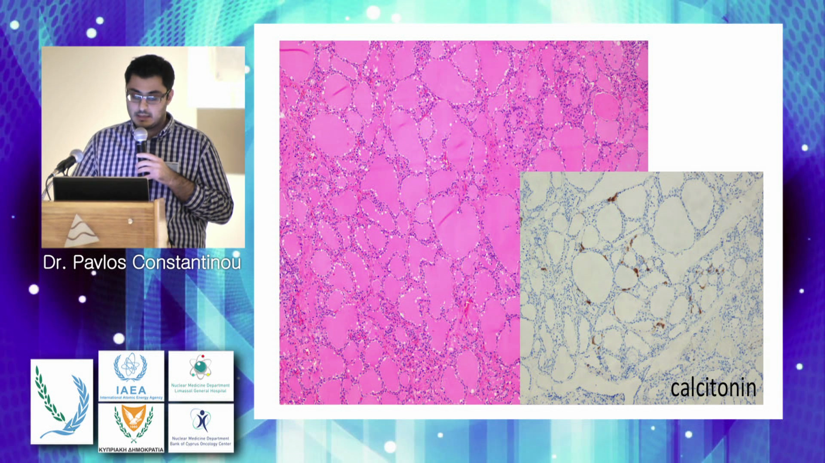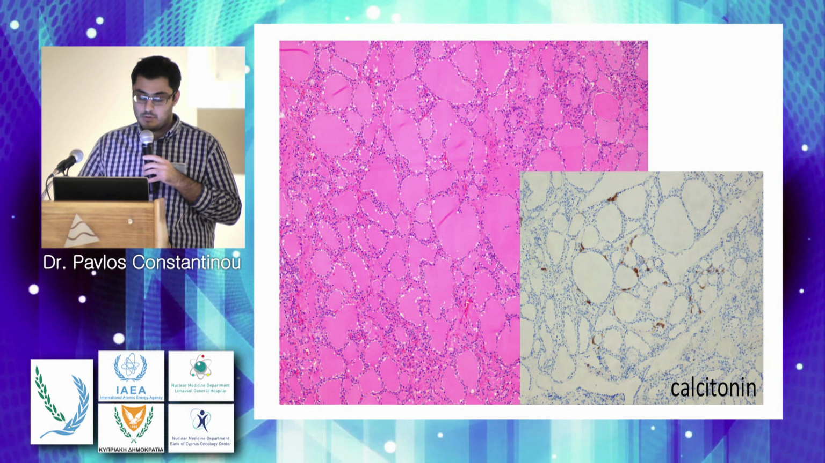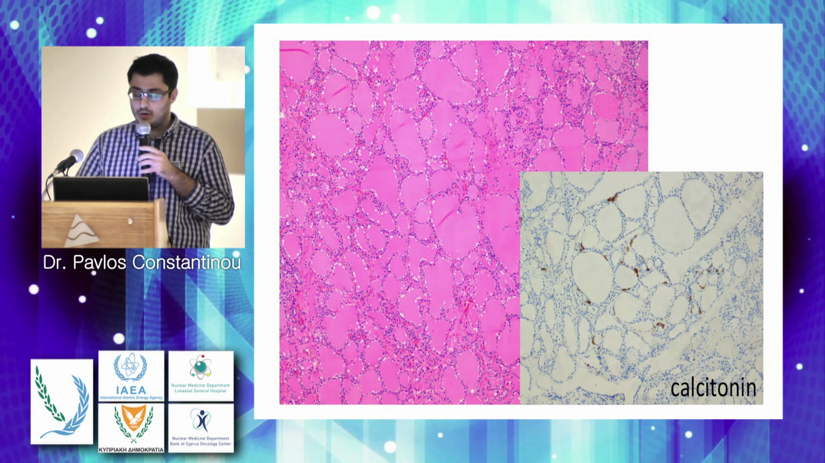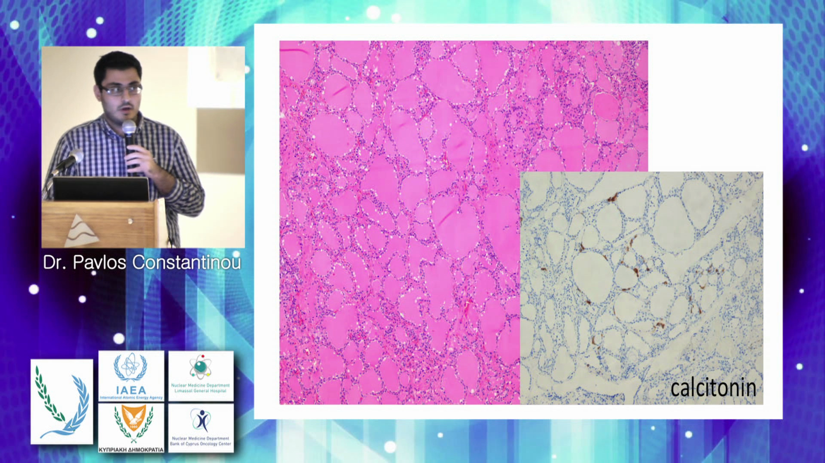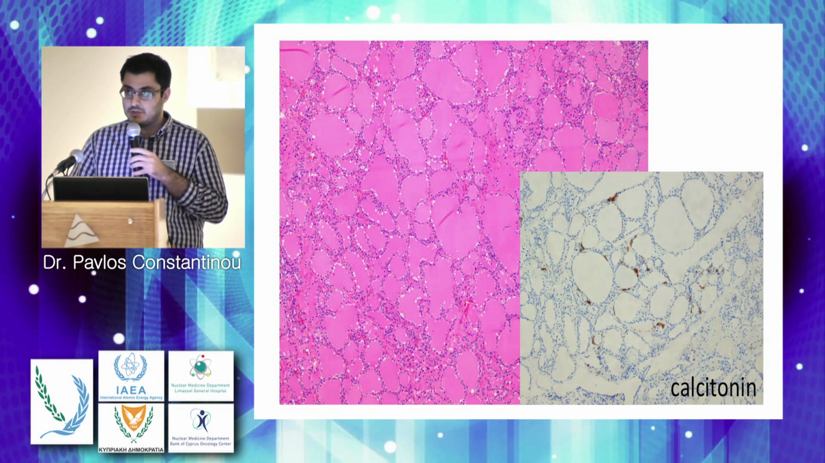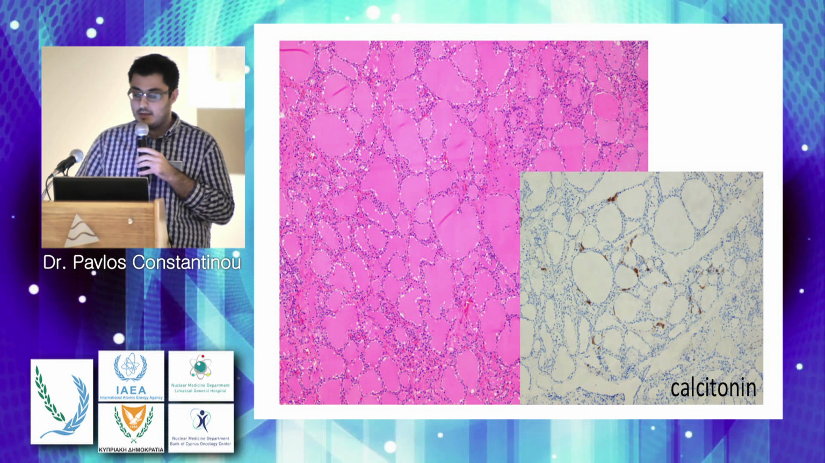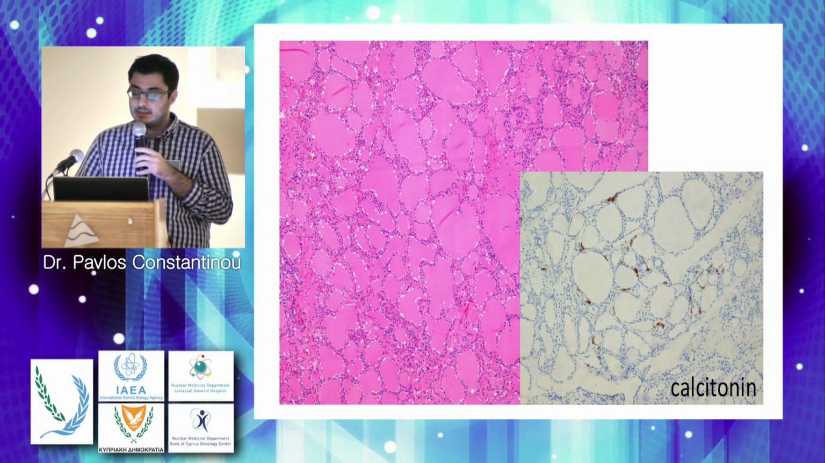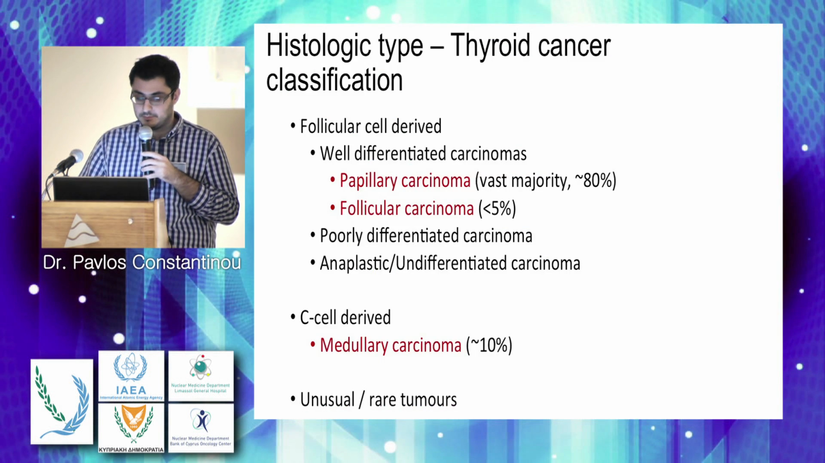You can see its architecture into follicles. Inside the follicles, you can recognize this pink material. It is called colloid, and it is where thyroid hormones T3 and T4 are stored. Special immunostains are required to identify the C cells, the calcitonin-producing cells, that can be found either as a part of the follicle or interstitially.